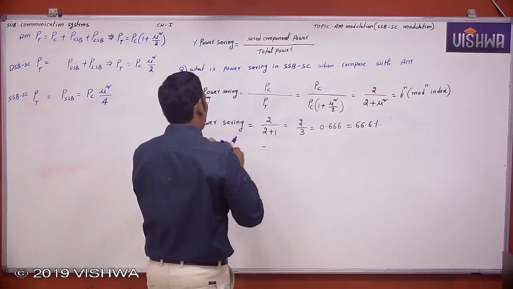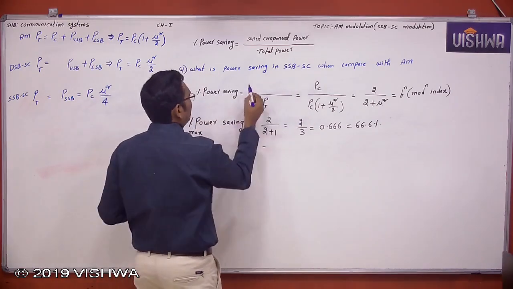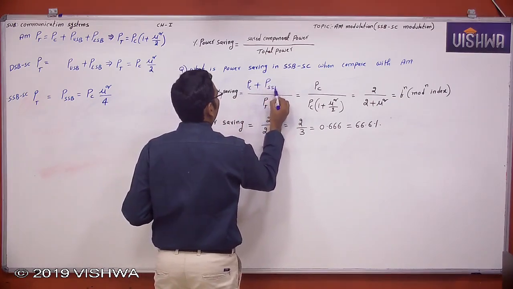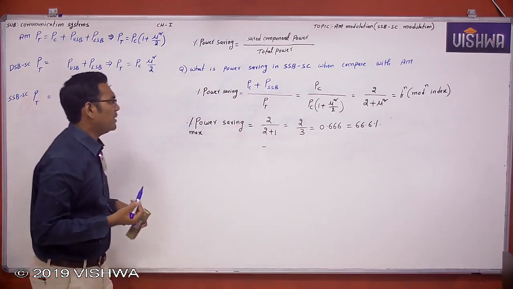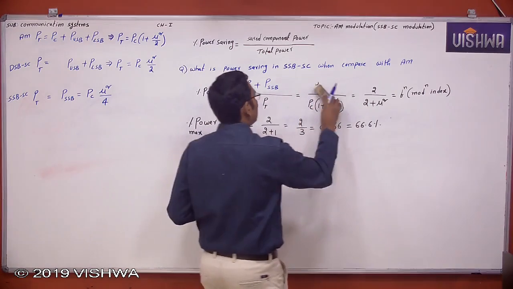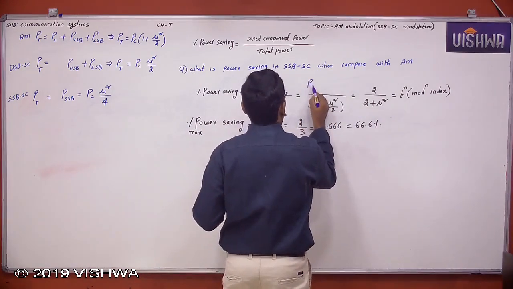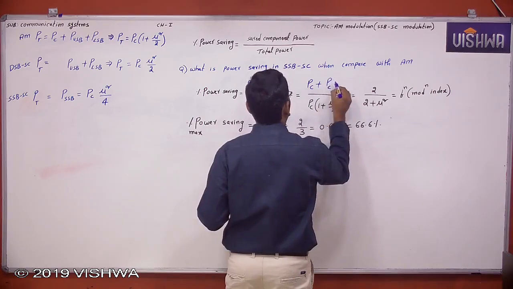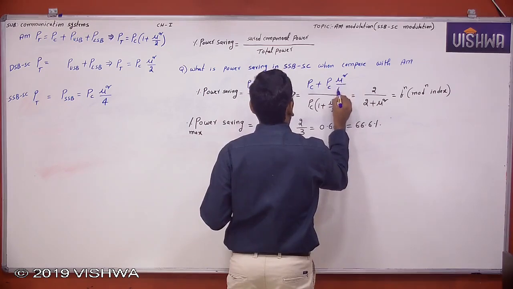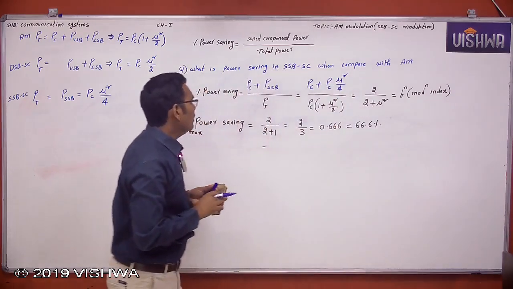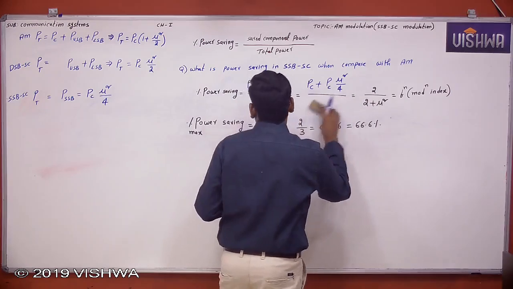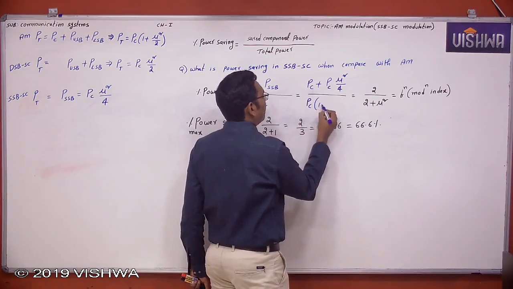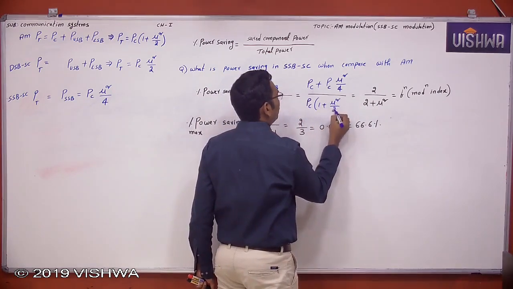So what is the saved component power? The saved component power is nothing but the carrier power plus one single sideband power, whether it may be upper sideband or lower sideband, out of the total power. So that is the carrier component power plus the power taken by the single sideband. Single sideband power is Pc into mu square by 4, by the total power. What is the total power? The total power in AM is Pc into 1 plus mu square by 2.